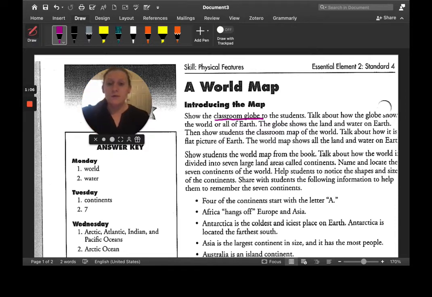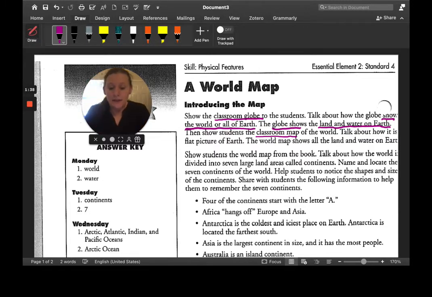And then we're going to be looking at one other type of map as well that you're probably very familiar with. With globes, again, they show the world and all of Earth. The globe also shows the land and the water that makes up our planet. So the next one we're going to be looking at is a classroom map of the world.